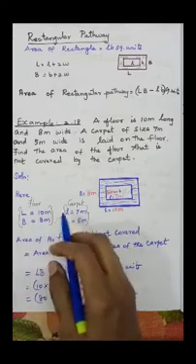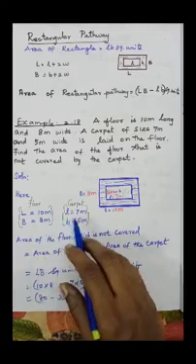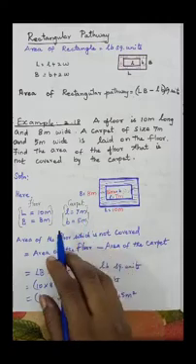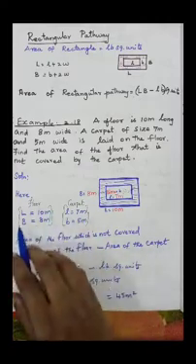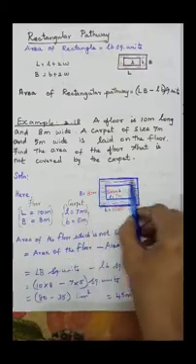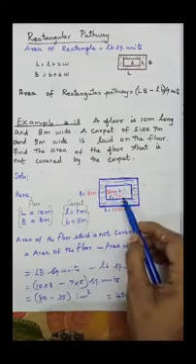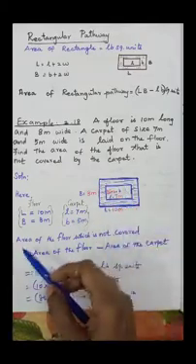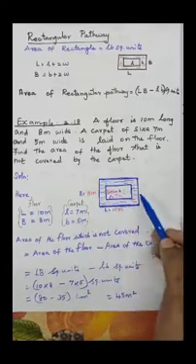L is equal to 10 meter, B is equal to 8 meter. Then small l is equal to 7 meter, small b is equal to 5 meter. Here capital L and capital B is the full floor. Then small l and small b is the carpet. Then the area of the floor which is not covered, you have to find.